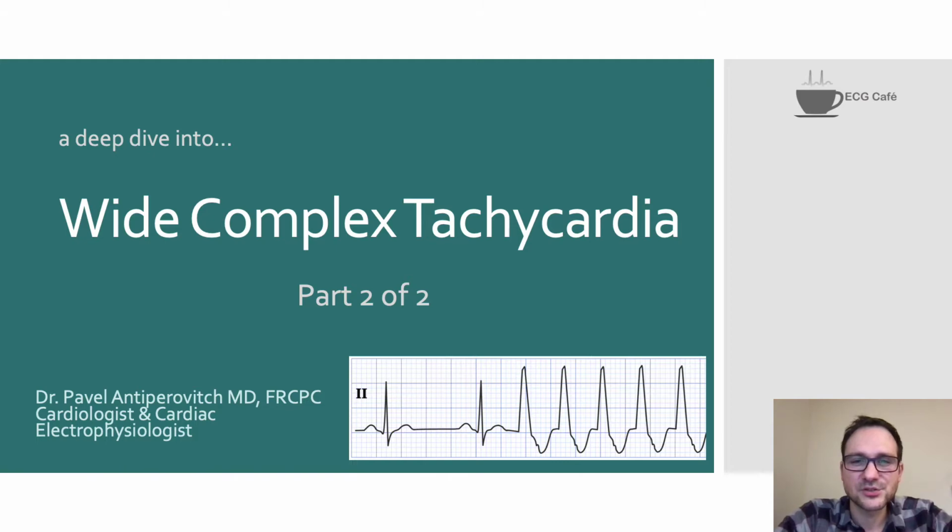This is part 2 of a 2-part deep dive into the diagnosis of wide complex tachycardia. In part 1, we discussed the differential diagnosis of wide complex tachycardia and how to quickly rule out pacing, artifact, and pre-excitation. We discussed the mechanisms of VT and SVT with aberrancy, and in this part we'll put it all together and formulate a strategy for distinguishing VT versus SVT by synthesizing the concepts we just learned.